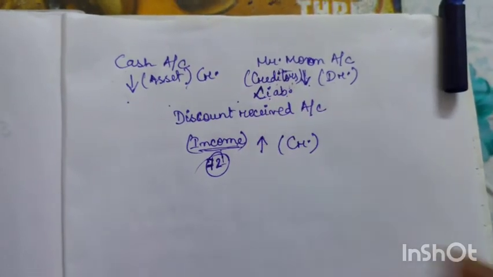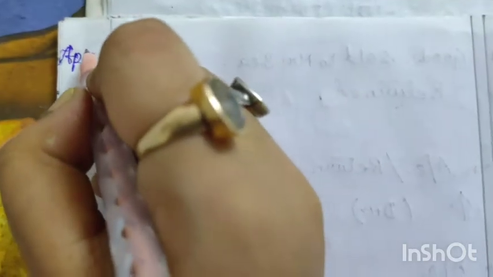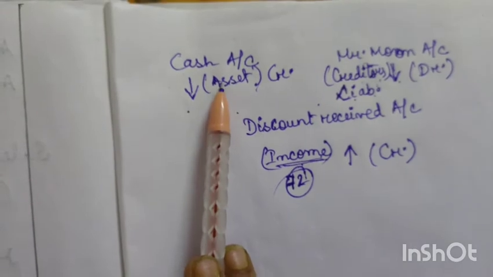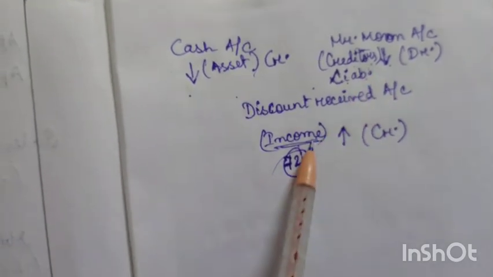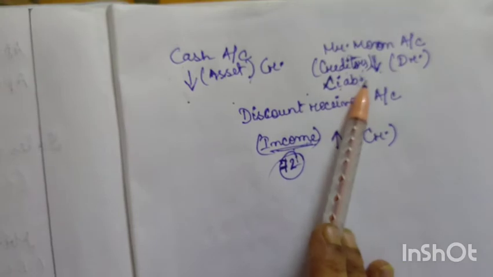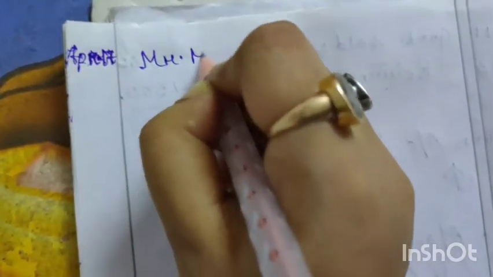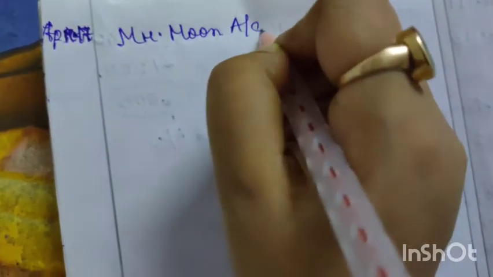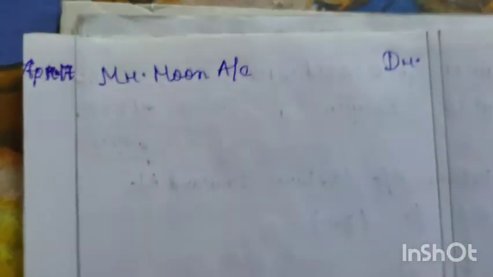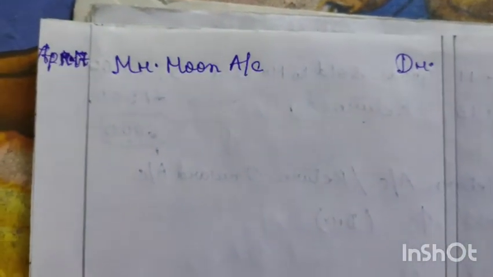So from this we get the journal entry. April 17. Okay, April 17, I hope it is clear. On April 17, which accounts are debit, which account is credited? Cash account is credited, the discount received account is credited, and Mr. Moon account is debited, right? So we will write here Mr. Moon account debited. How much should be debited in Mr. Moon account? How much were we supposed to pay?